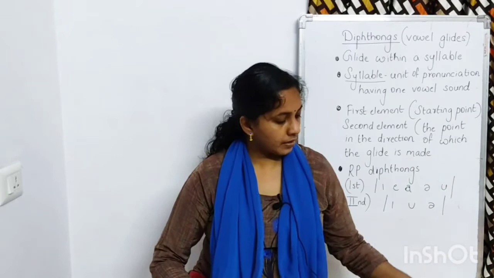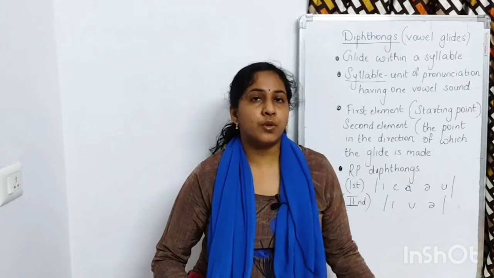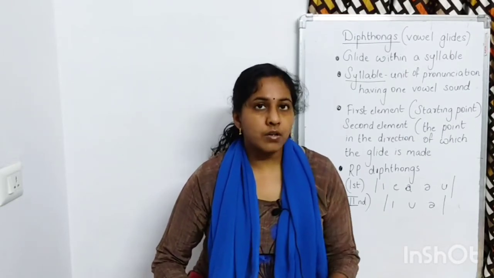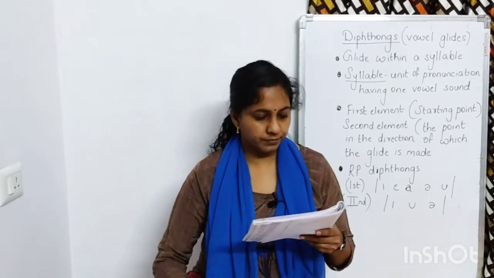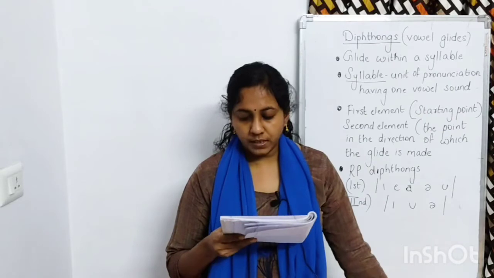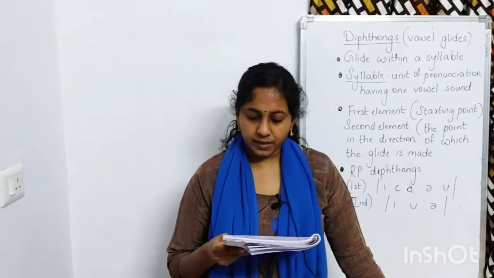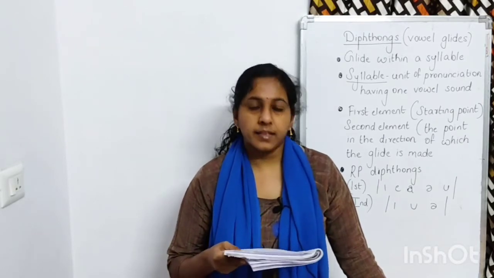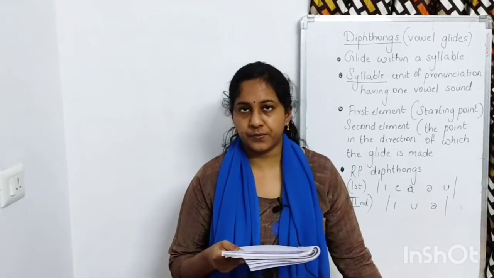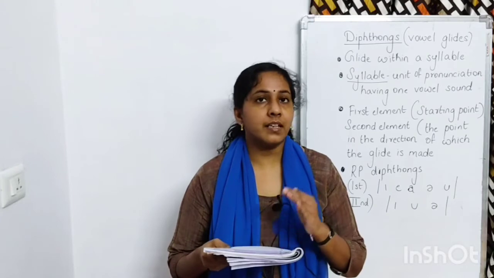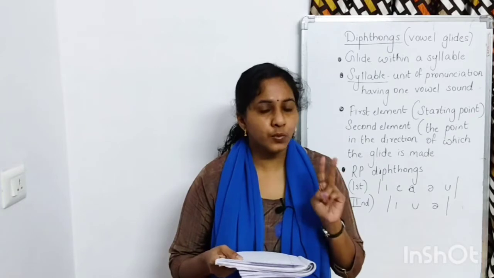So today we will start with diphthongs. We are almost done with monophthongs or pure vowels. Today we are going to see diphthongs or vowel glides. A diphthong forms a glide within one syllable, and that's why it is called a vowel glide. Glide within one syllable basically means movement. It moves from one position to another, one element to another, which means that it has two elements.